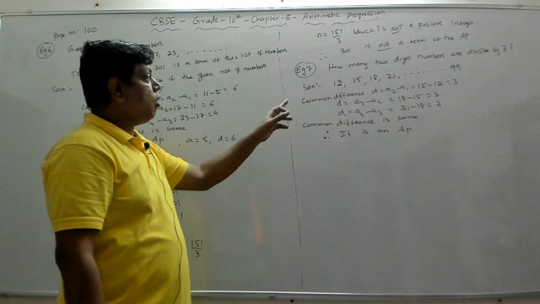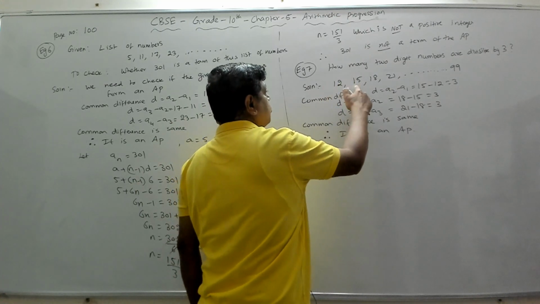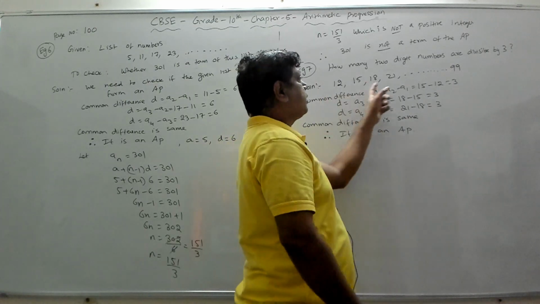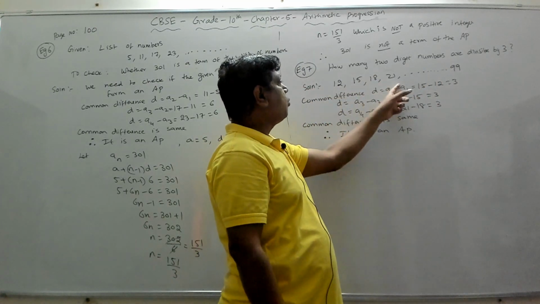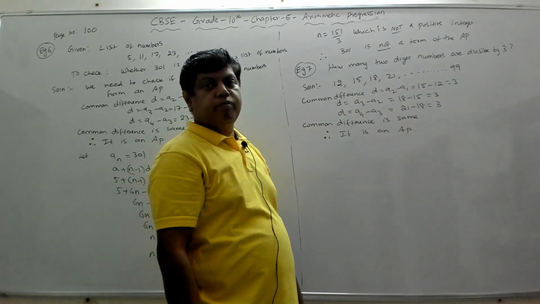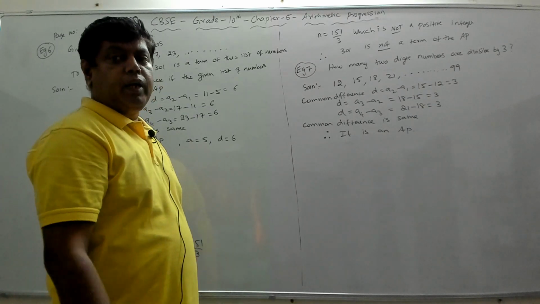Now we need to know how many two-digit numbers divisible by 3 there are. This is the first number. This is 1, 2, 3, 4. Like that, how many numbers are there? If you count them, 1, 2, 3, 4, like that, that will give the number of two-digit numbers that are divisible by 3.